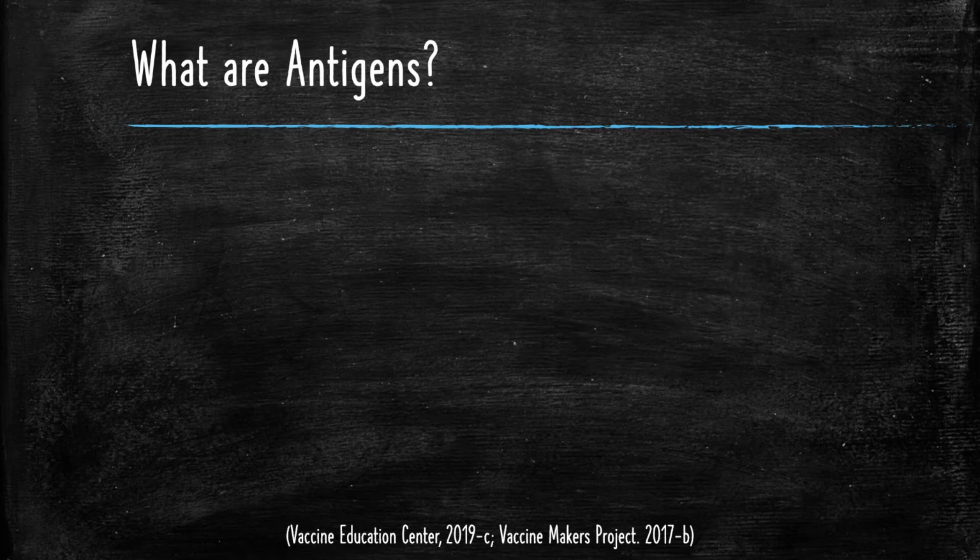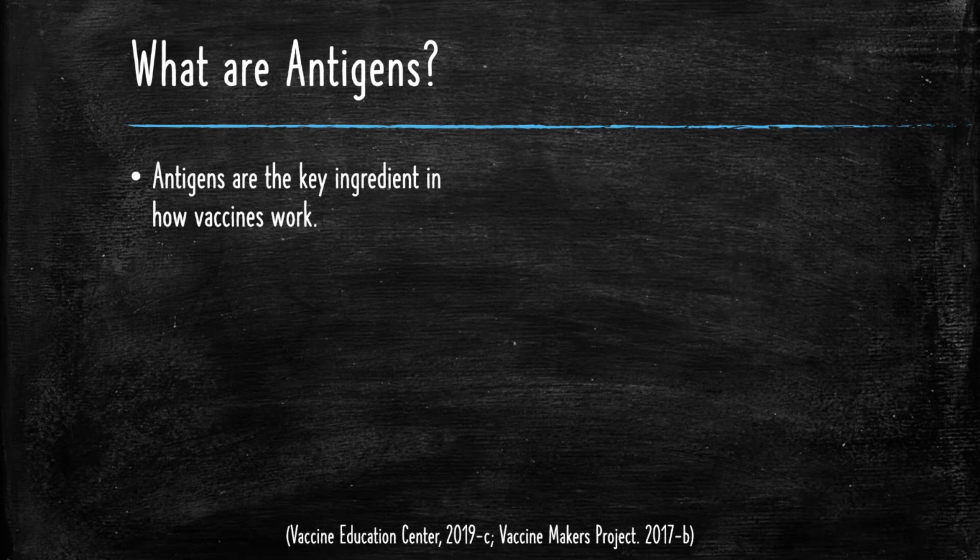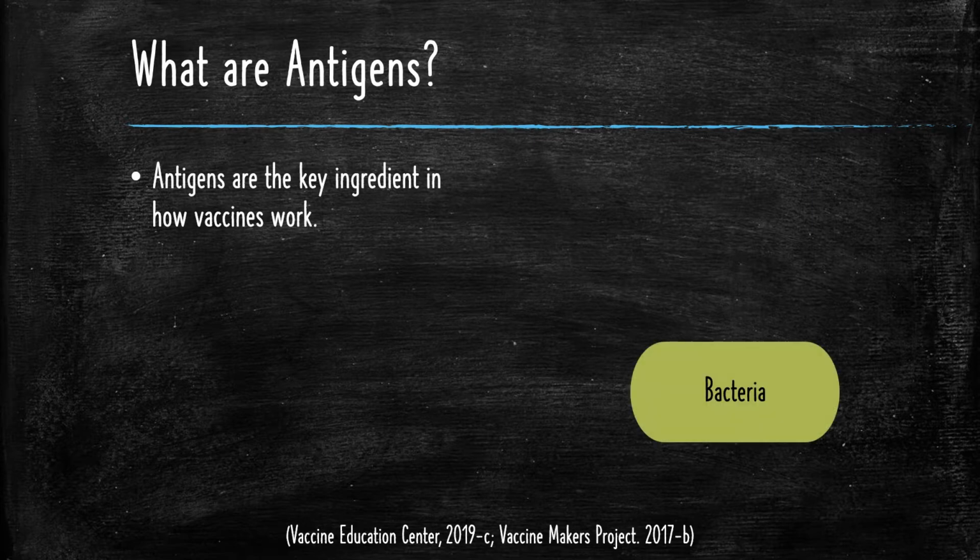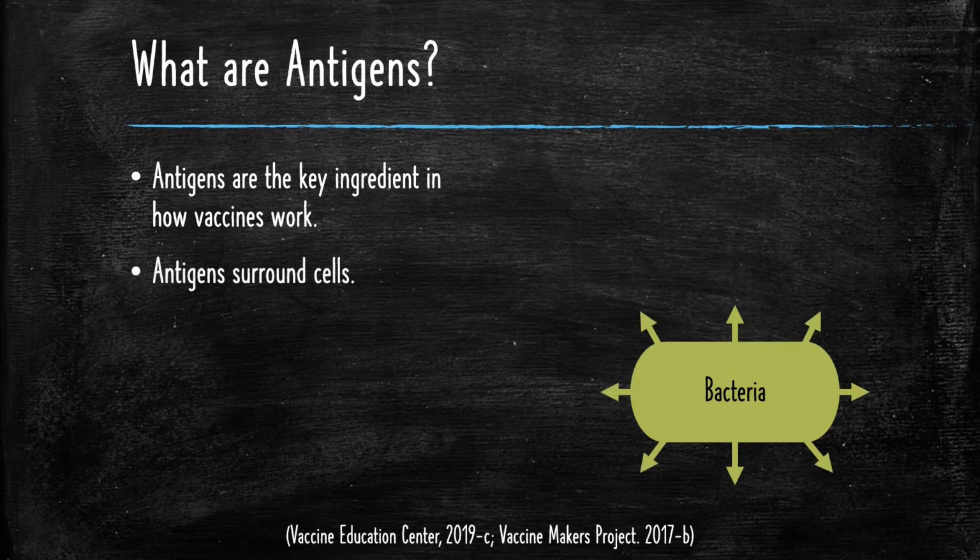So, answering the question, what are antigens? Antigens are a key ingredient in vaccines. If we take a bacteria, on the outside wall of the bacteria, we're going to see a little protein sticking off. These surround the cell. They're all around the bacterial wall.